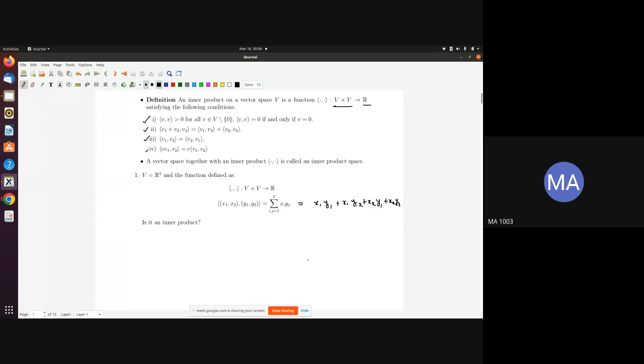So if we want to check the first property, what should we do? We take the inner product of (x1, x2) with (x1, x2) to check positive definiteness. If I write both as x1, x2, I get x1 squared plus x1 x2 plus x1 x2 plus x2 squared. So this is (x1 plus x2) whole squared. Is it clear to everyone till this time?